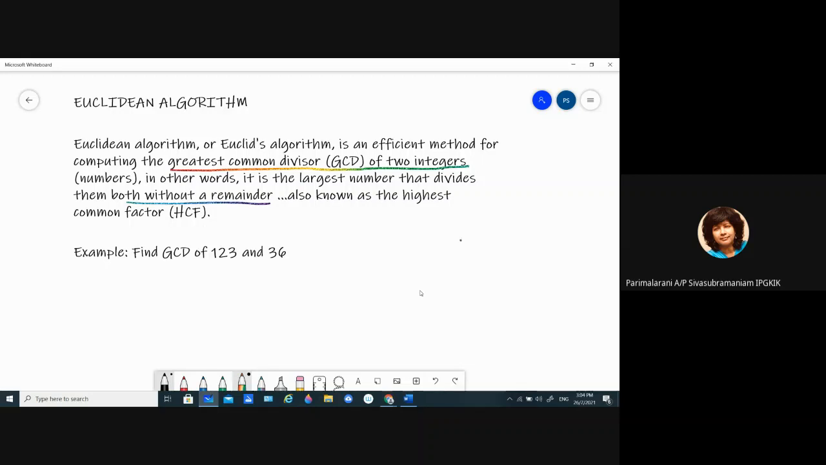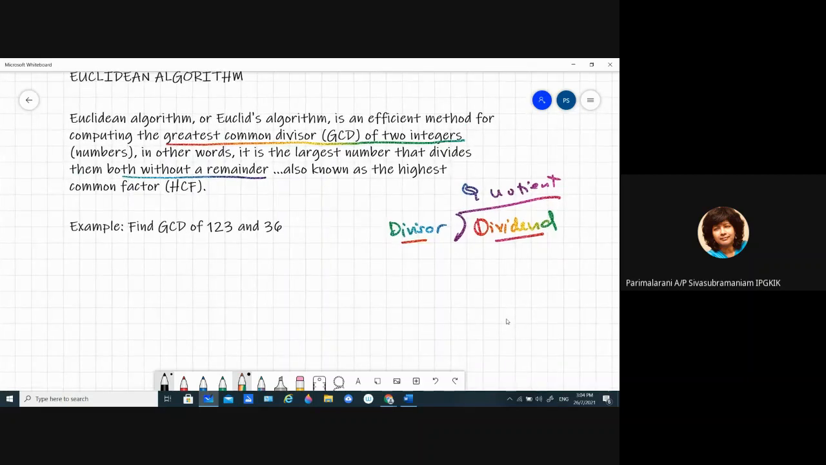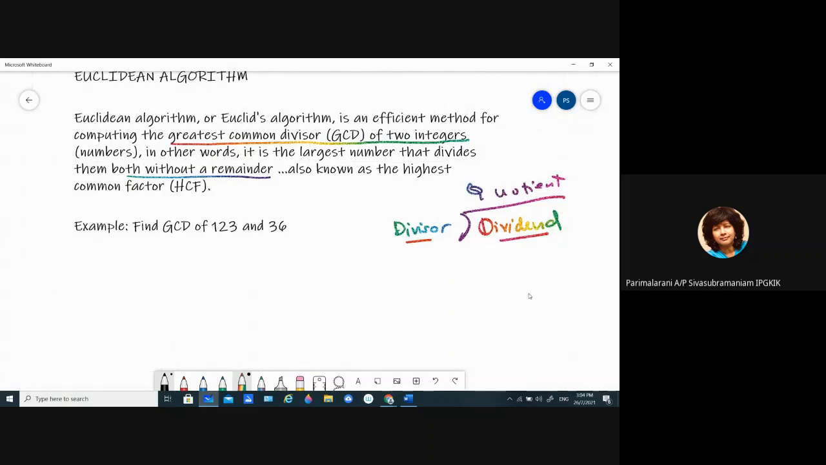When you divide a number, the number inside here is known as the dividend. The number outside here is the divisor, and your answer is the quotient. So this is the dividend, and what's outside here is the divisor. So when you want to find the greatest common divisor of 123 and 36, the first number is the dividend and the second number is the divisor.